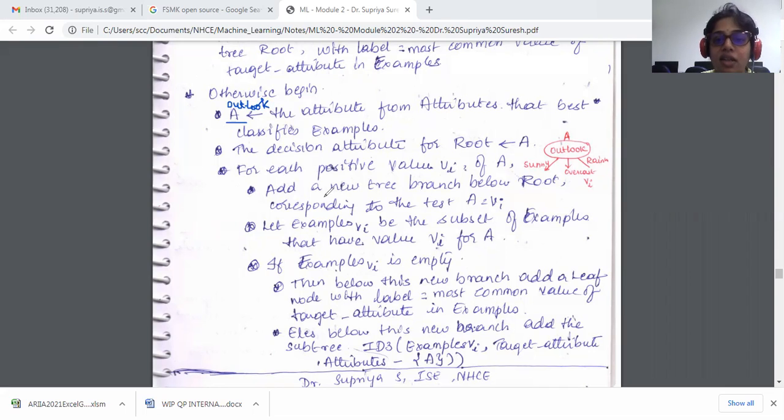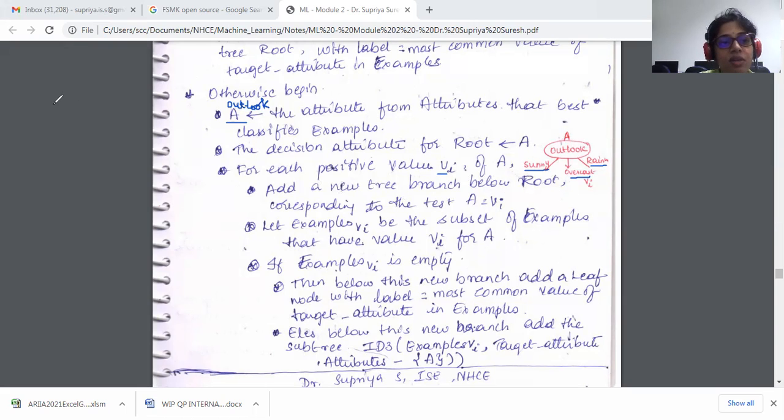And then I told that for each value of vi, outlook had three values. One was sunny, another was overcast, and the other was rainy. So I have these three values. For each value vi, we're going to take those positives and negatives. When I say sunny, I'm going to take it. Add a new tree branch below the root corresponding to the best A equal to vi. That is what I have done.